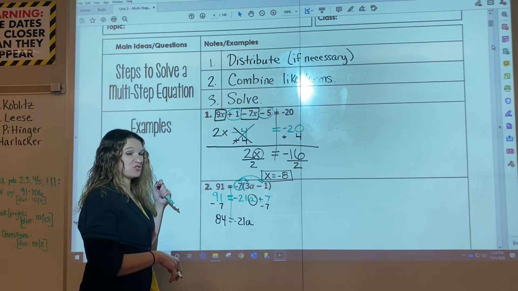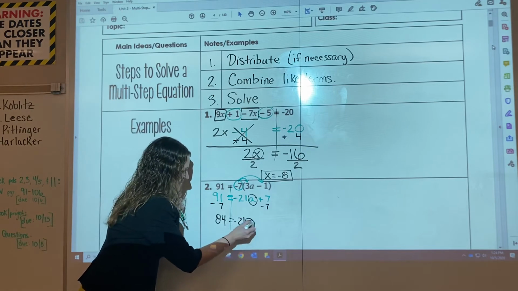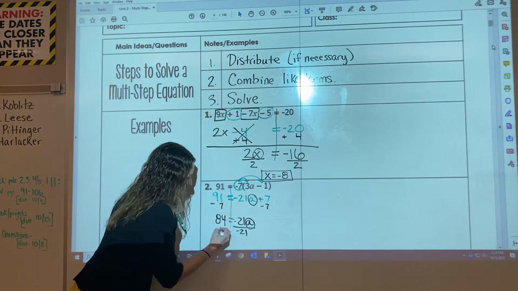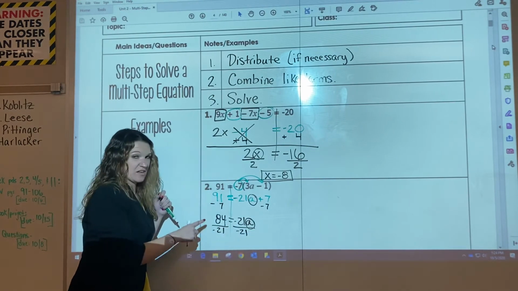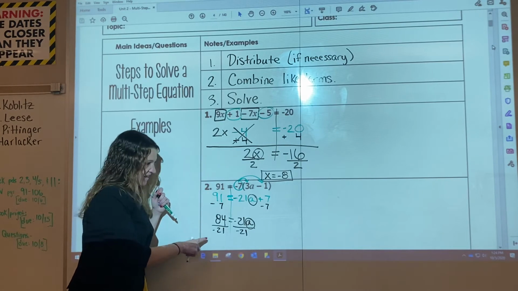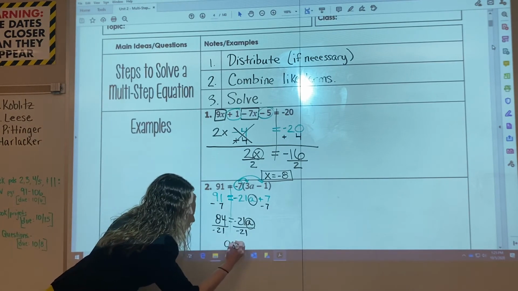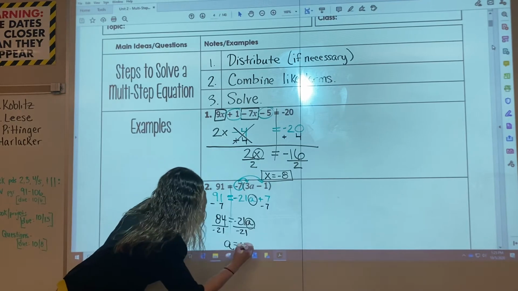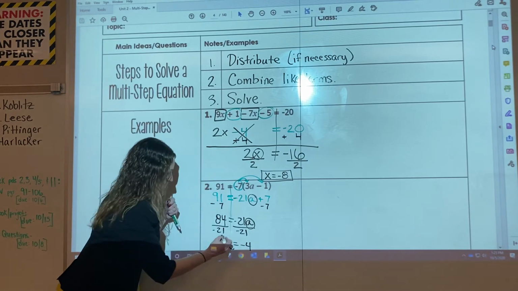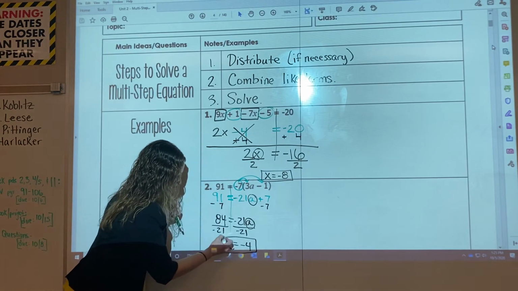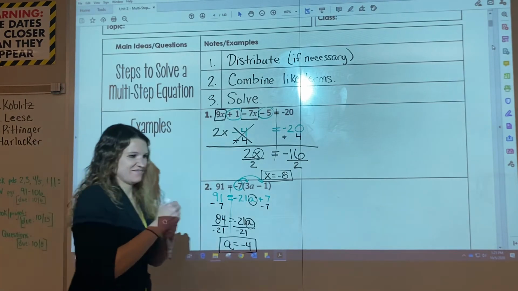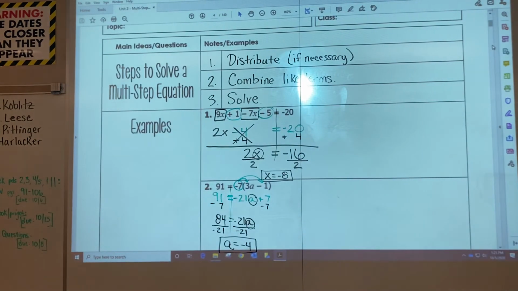Lastly, we need to divide. So I'm going to divide both sides by negative 21. And I know that a positive divided by a negative is a negative. I'm just going to switch this back around, but a equals negative 4. Now it's all done. Let me scroll down and we'll do a couple more together.